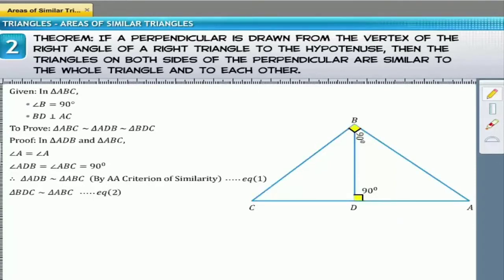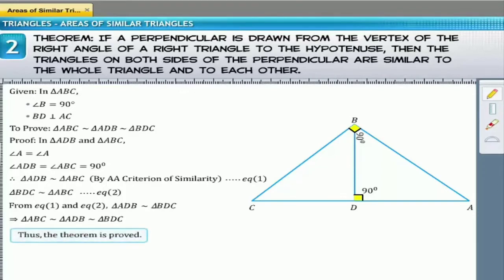From observations 1 and 2, we can conclude that triangle ADB is similar to triangle BDC. This also implies that the two triangles ADB and BDC are similar to triangle ABC. Thus, we've proved the theorem, which states that if a perpendicular is drawn from the vertex of the right angle of a right triangle to the hypotenuse, then the triangles on both sides of the perpendicular are similar to the whole triangle and to each other.